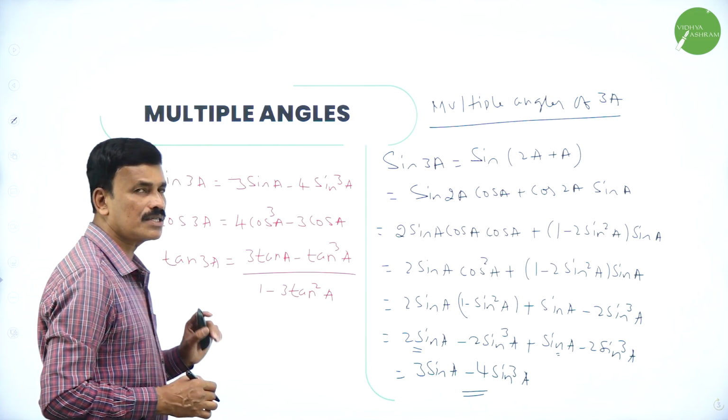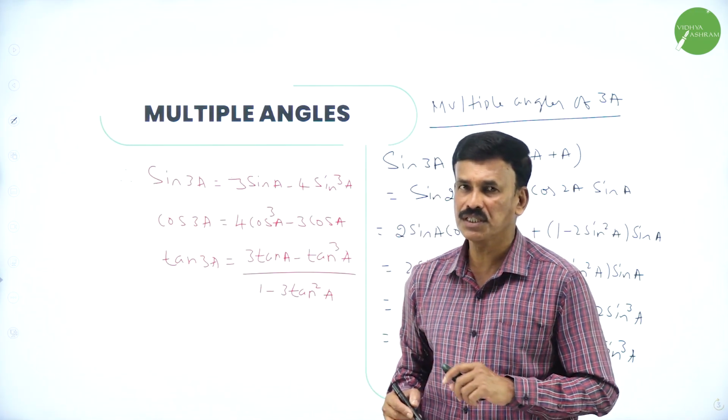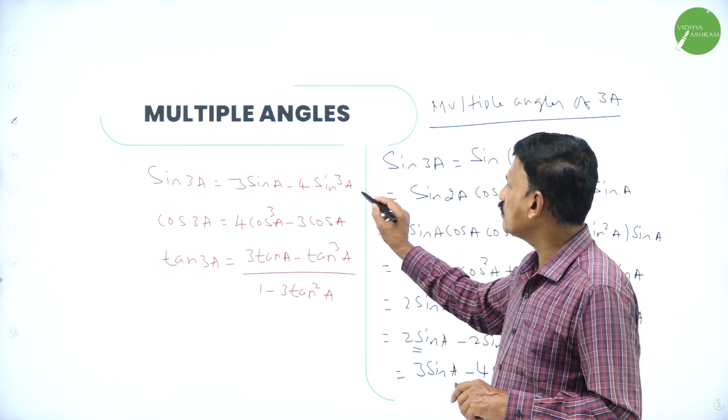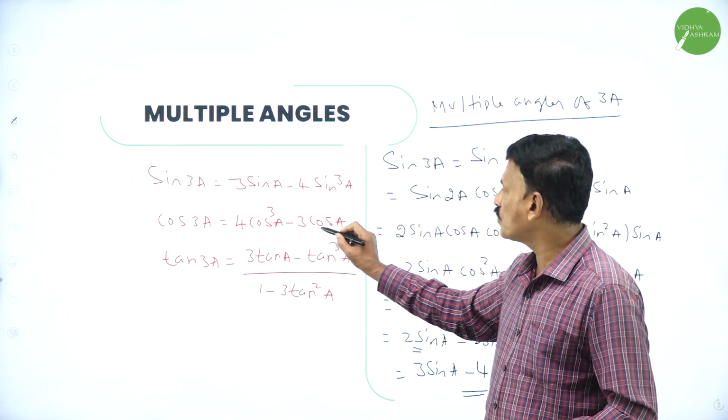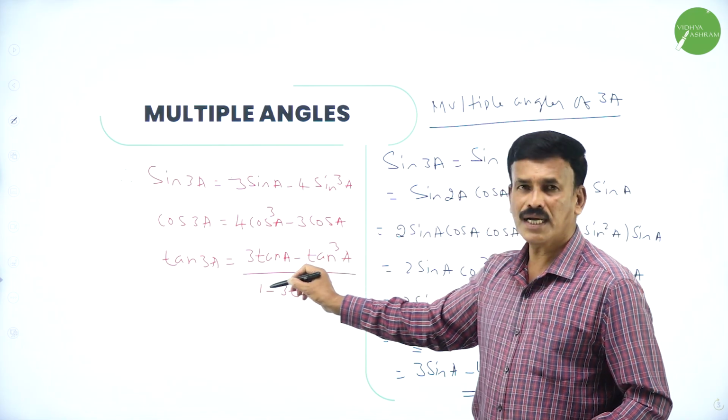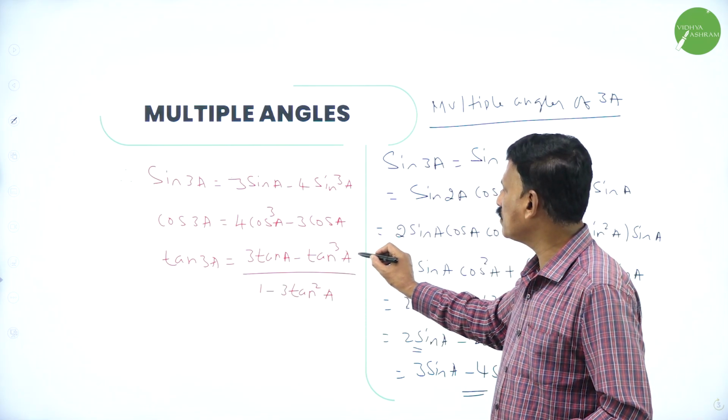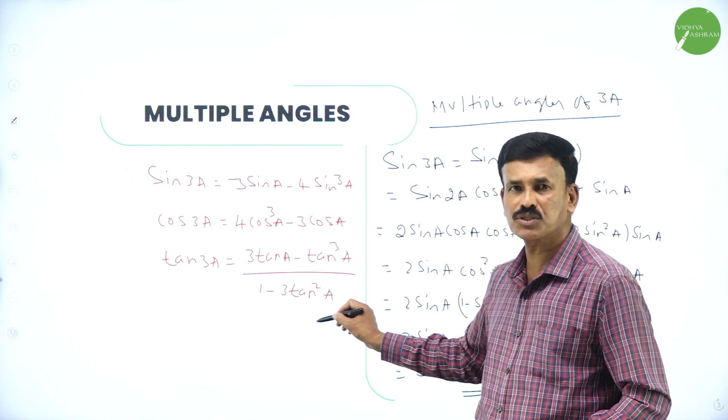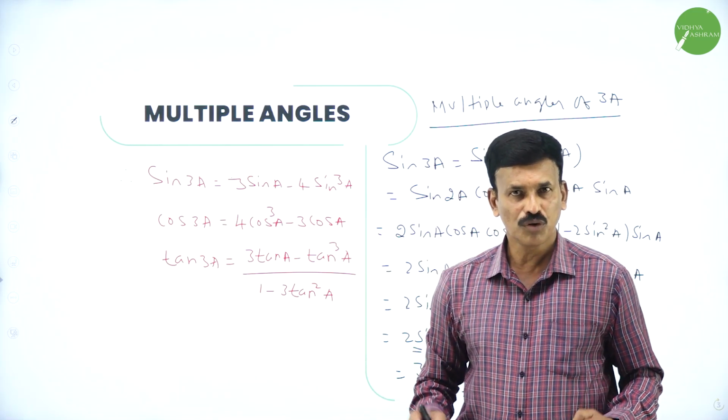So, sin 3A, cos 3A and tan 3A. Sin 3A is equal to 3 sin A minus 4 sin cube A. Cos 3A is equal to 4 cos cube A minus 3 cos A. And tan 3A is equal to 3 tan A minus tan cube A divided by 1 minus 3 tan square A. Right. Hope you followed.